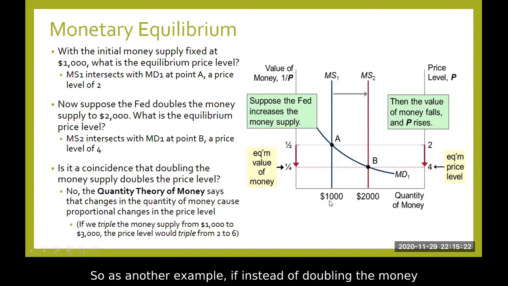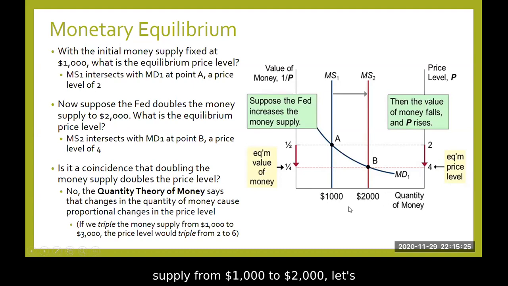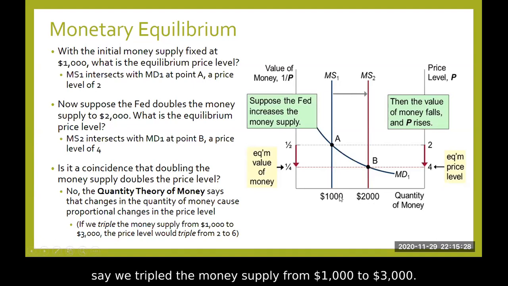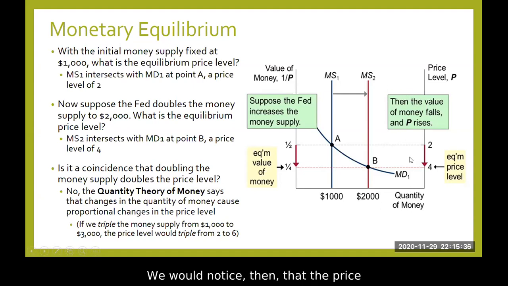As another example, if instead of doubling the money supply from 1,000 to 2,000, let's say we tripled the money supply from 1,000 to 3,000. Then we would have the money supply curve out here, and we would notice that the price level would go from 2 to 6. If we triple the amount of money in circulation from 1,000 to 3,000, the equilibrium price level we would expect would change from 2 to 6. So if the money supply multiplies by a factor of 3, then the equilibrium price level also would multiply by a factor of 3. That's what the quantity theory of money tells us.